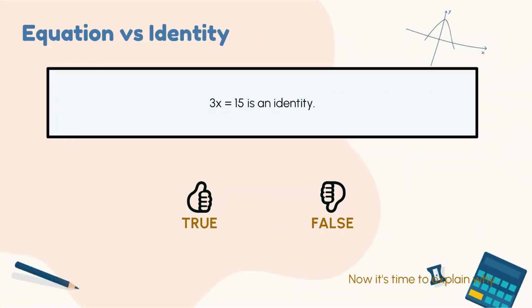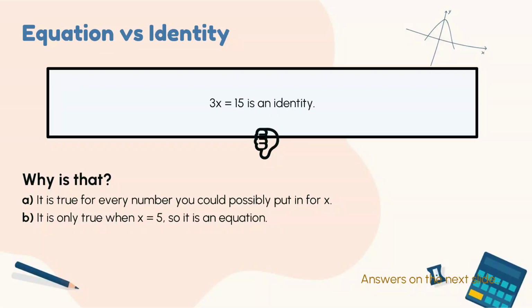Now let's test that idea. The statement says 3x equals 15 is an identity. Is that true or false? Pause the video and think carefully. Remember, an identity must be true for every possible value of x. So ask yourself, is 3x equals 15 true for every value of x, or only for one value? The answer is false. Now we need to explain why.